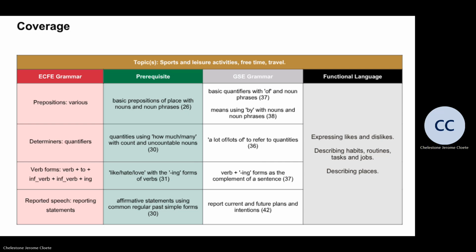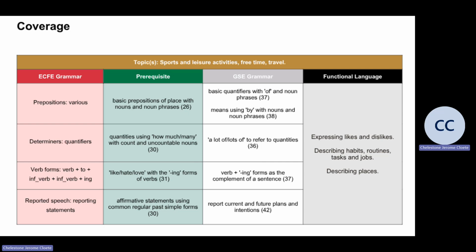Then verb forms: the verb plus to plus the infinitive, and the verb plus the infinitive plus ing. We use like, hate, laugh with the ing forms of verbs, and then the verb plus ing forms as the complement of a sentence. Right, then the last grammar point would be your reported speech, reporting affirmative statements using common, regular, past simple forms, and then reporting current and future plans and intentions.